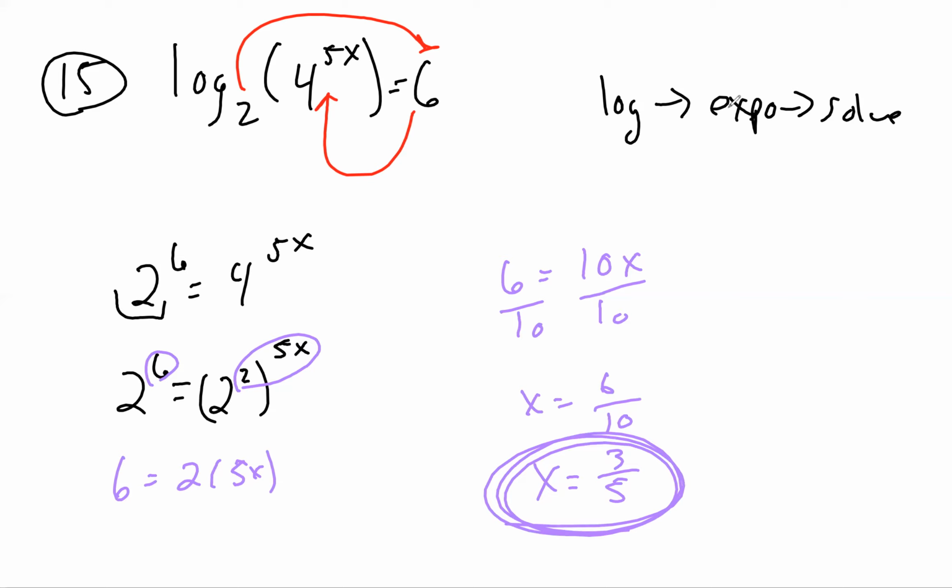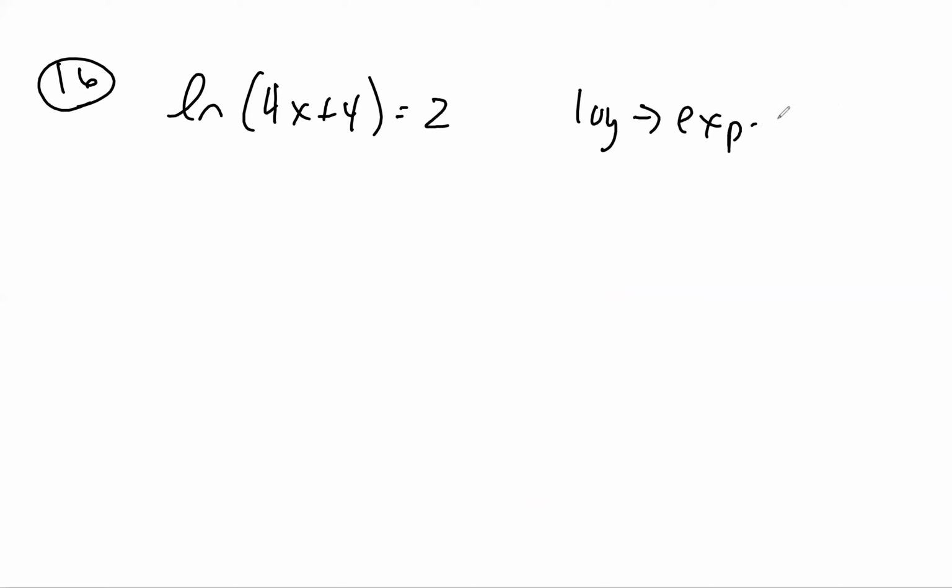All right, next up, 16. The problem is the ln of 4x plus 4 equals 2. Clearly this is a log problem. I want an exponential problem, and then I want to solve. So the first thing that I need to do is say, hey, look, I'm talking about the natural log, which I know is log base e.